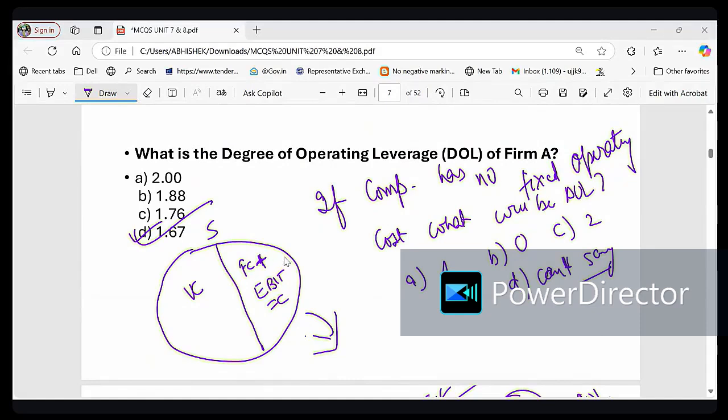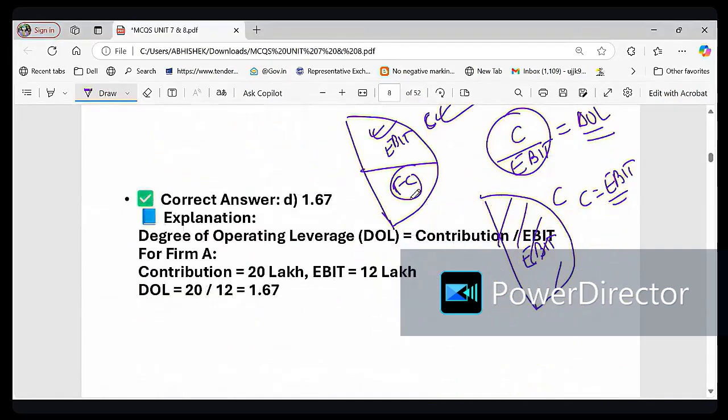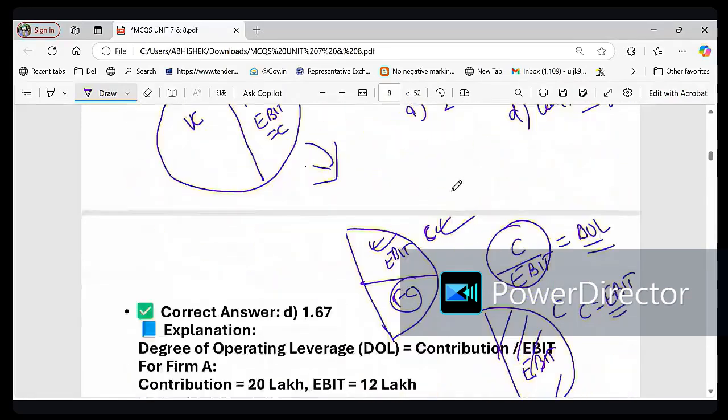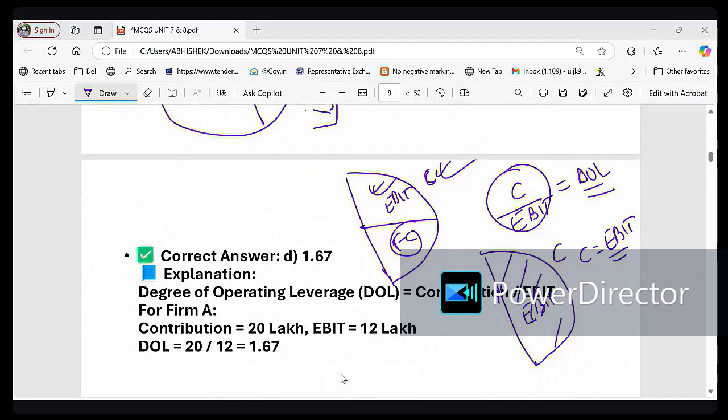Please let me know, because I'm telling you the graph since using a graph you can remember it. Sometimes you get confused whether EBIT or contribution is in the numerator for DOL. So I'm giving you a pie chart to make it clear. If there is no fixed cost, the entire EBIT will be equal to contribution, and that makes this ratio equal to 1. Using a graph is the most perfect way. You don't need to remember any formula, just remember the graph, and you can solve any kind of question based on DFL or DOL.